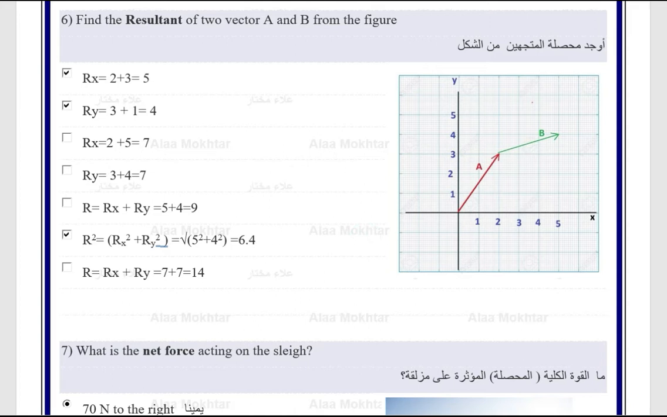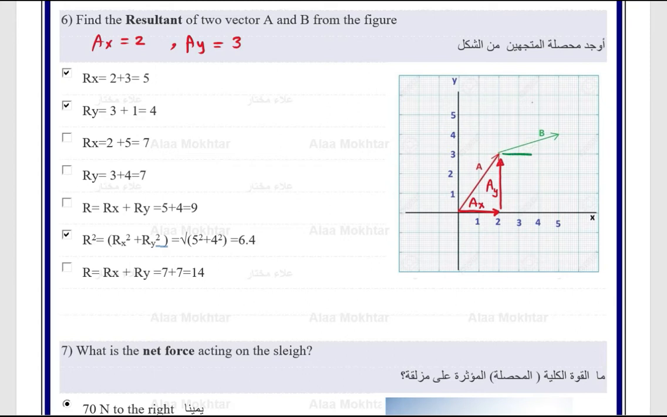vector A consists of two components, Ax, this one, and Ay, the vertical one. From this figure, Ax is 1, 2, two digits only, so I can write Ax equals 2 meters, 2 kilometers, 2 meters per second, 2 Newtons. And Ay is 1, 2, 3. It equals 3.